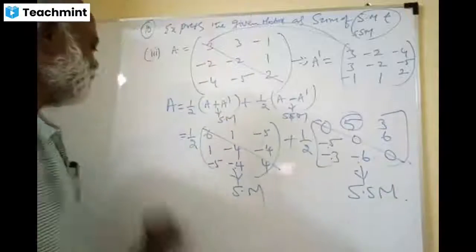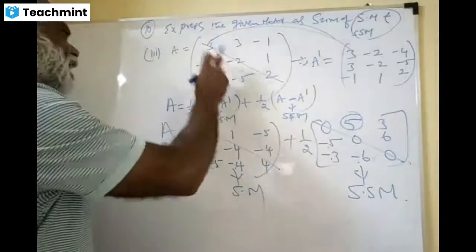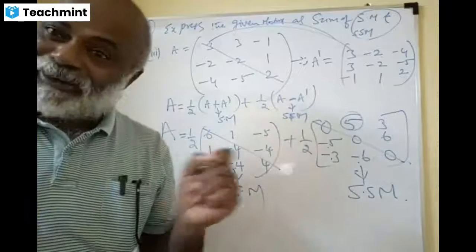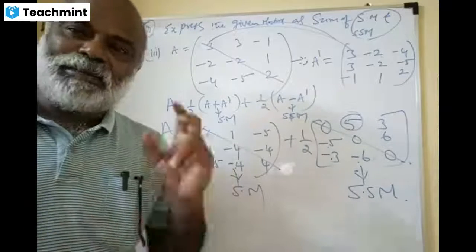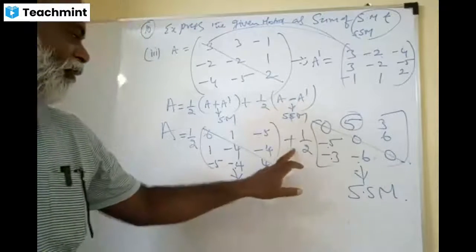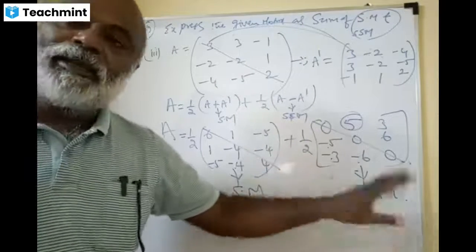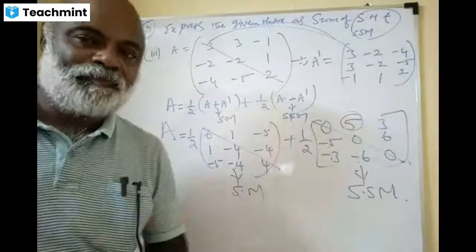So we expressed the given matrix A, which is not symmetric, as the sum of a symmetric matrix and a skew symmetric matrix. Is it clear?